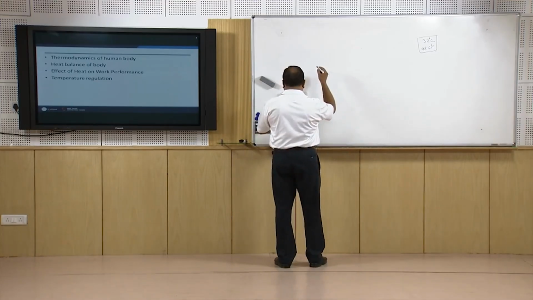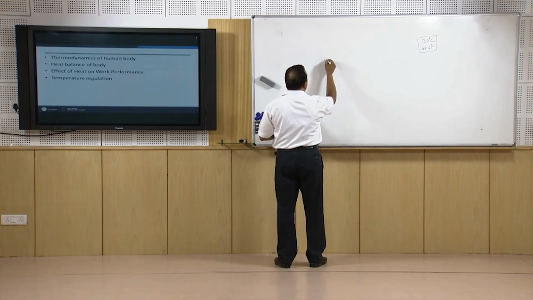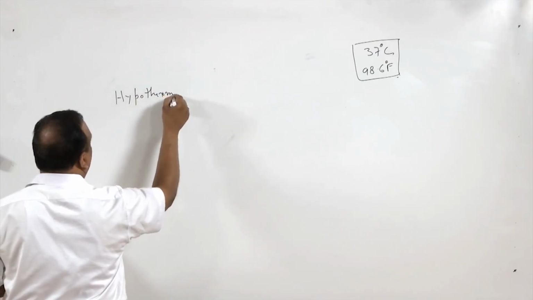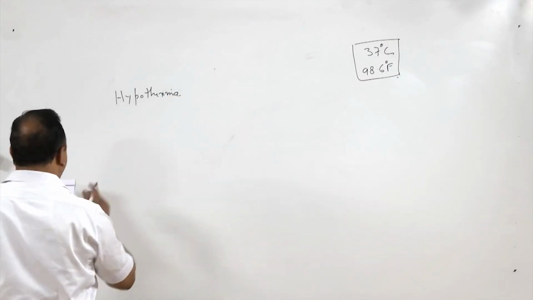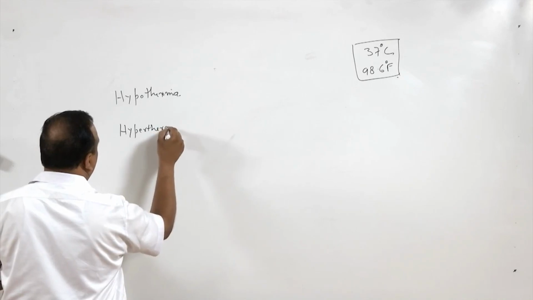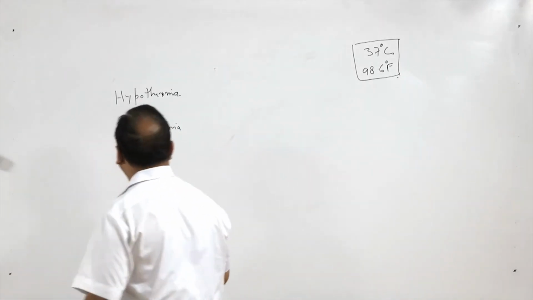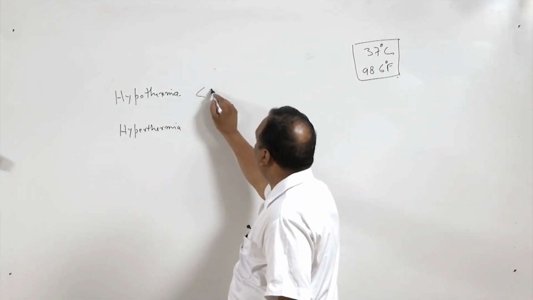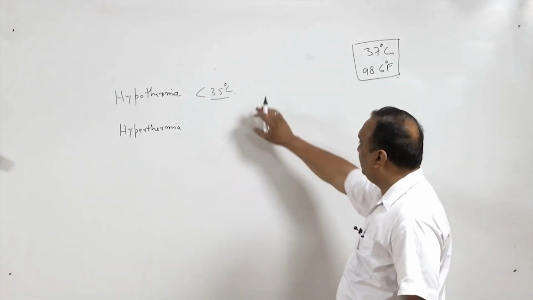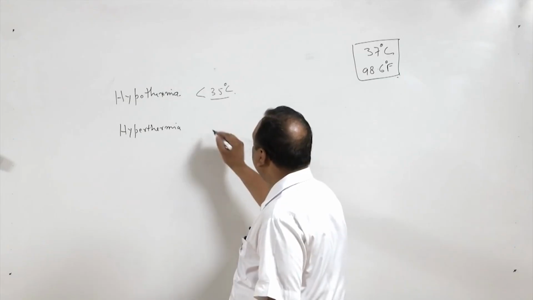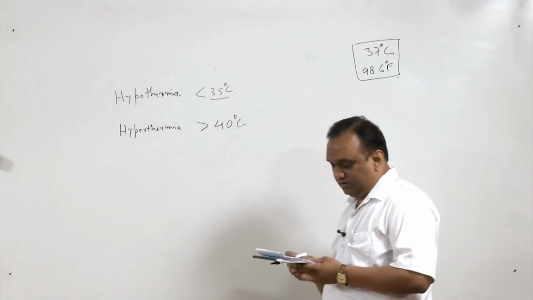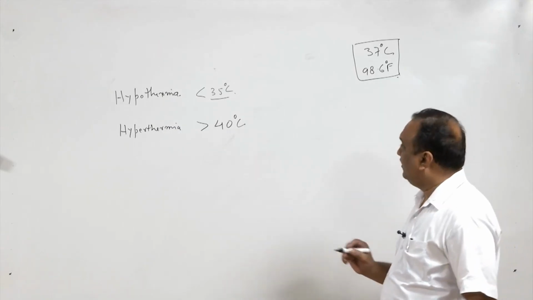There are two states of body, that is hypothermia and another is hyperthermia. In hypothermia, the temperature is less than 35 degrees centigrade. These are very serious situations, when temperature is less than 35 degrees centigrade or temperature is greater than 40 degrees centigrade. Both are very serious conditions.